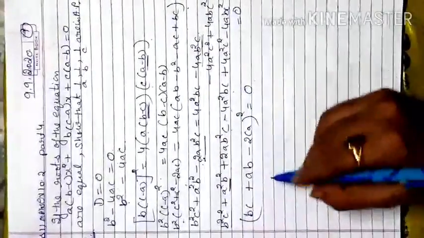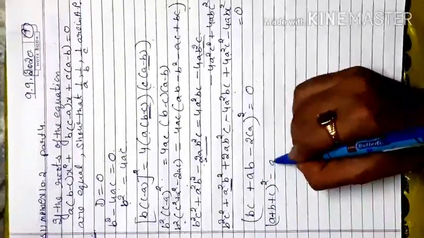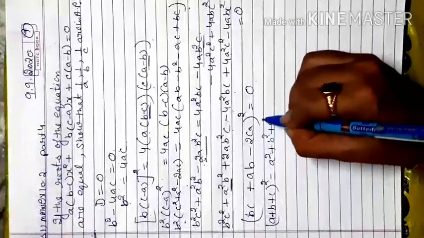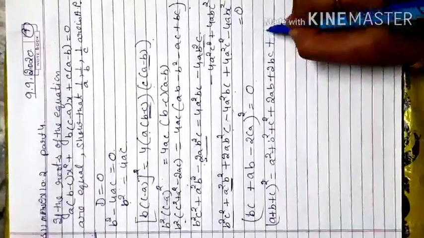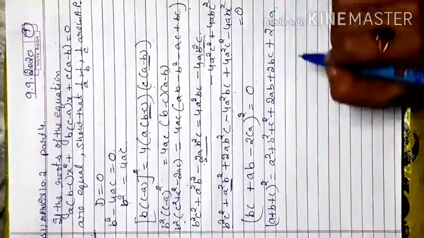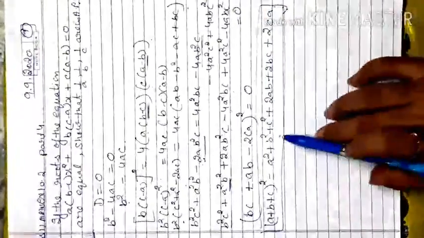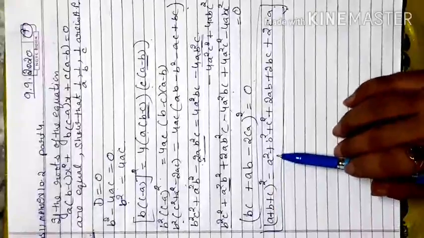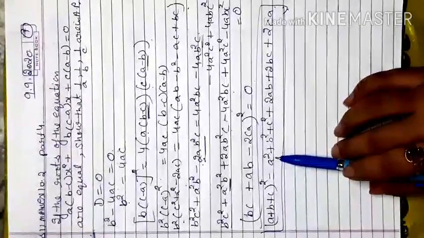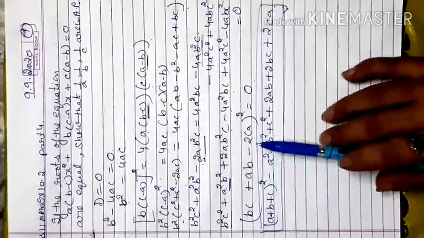Because you have the formula of a plus b plus c whole square, which is a square plus b square plus c square plus 2ab plus 2bc plus 2ca, according to that the sign will be interchanged. If you check with this formula, comparing with this, in place of a this is bc, so that becomes b square c square, and in place of b this is ab, a square b square, and this is minus.